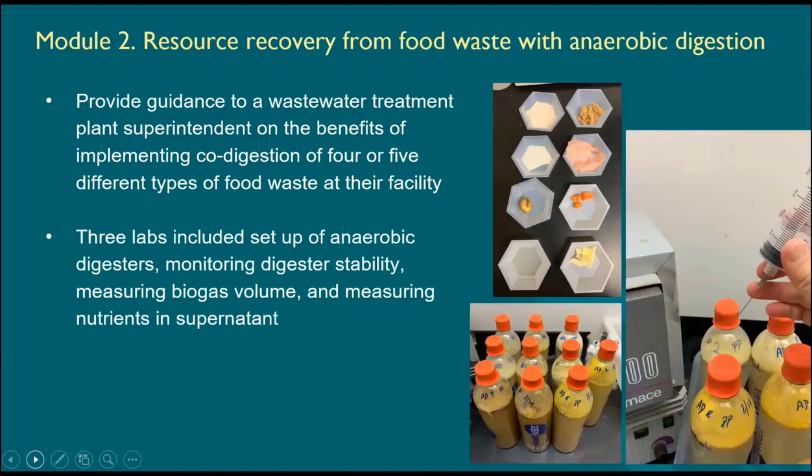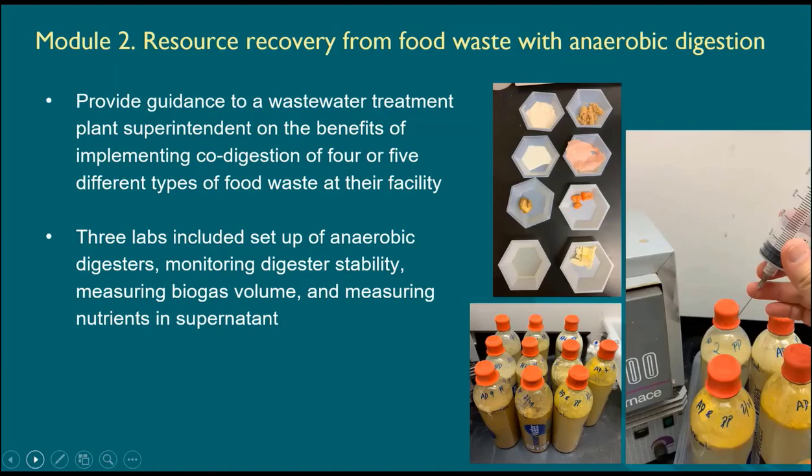Okay? So the idea was to do a fast BMP test, biochemical methane potential, in which they would generate this biogas and measure it to determine which recipe would provide the most biogas, and that would be the recommendation they would provide to the superintendent. They would also have to make calculations based on the nutrients present in the supernatant, nitrogen and phosphorus, that would eventually be recirculated to the main wastewater treatment system. So they would additionally have to calculate the biosolids generated with the addition of food waste.